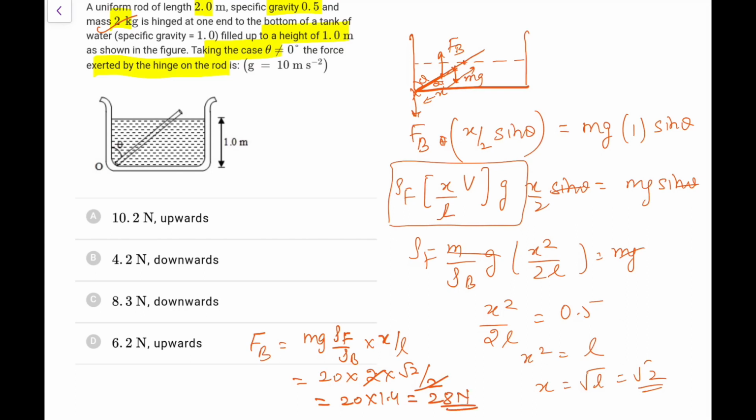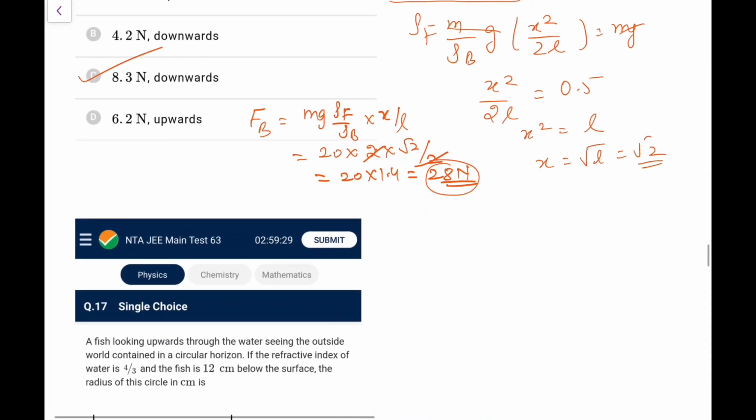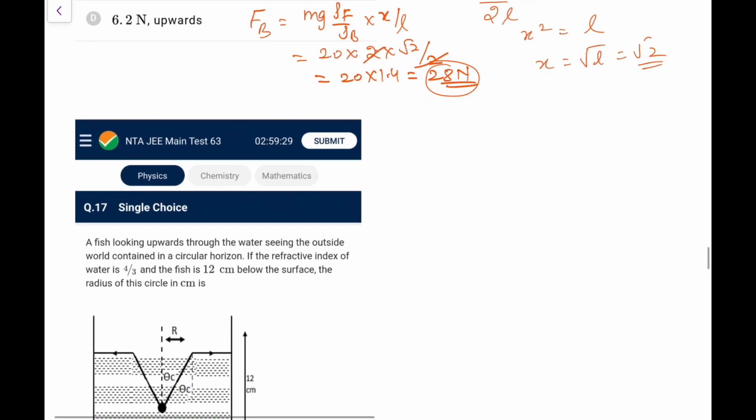And the weight is 20, so what is the reaction force? The reaction force would be downwards here, because Fb is more, mg is lesser. So the force from the hinge would be Fb minus mg, that is 28 minus 20, that is 8. If you do it with 1.432 something, it would be 8.3 Newton downwards. So you can go for option C in this particular case. So this was question number 16 that we had.